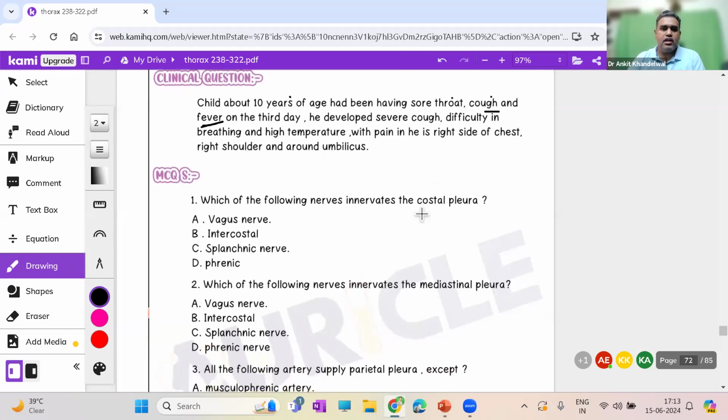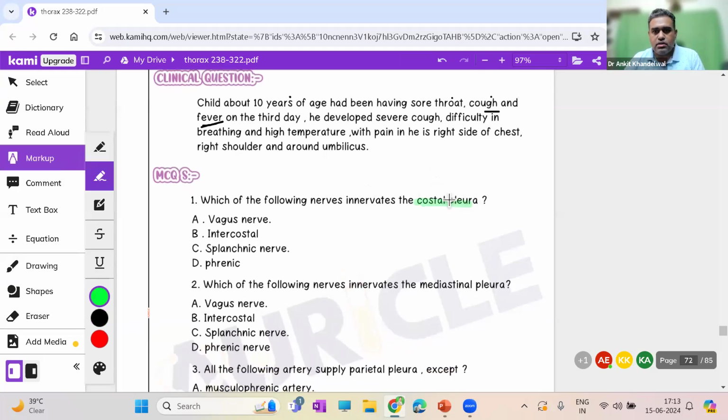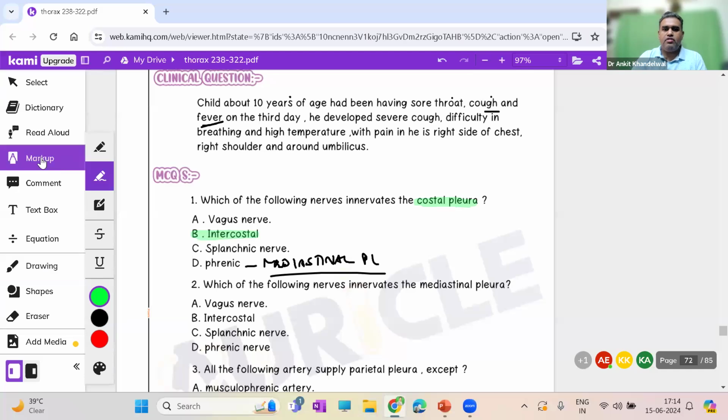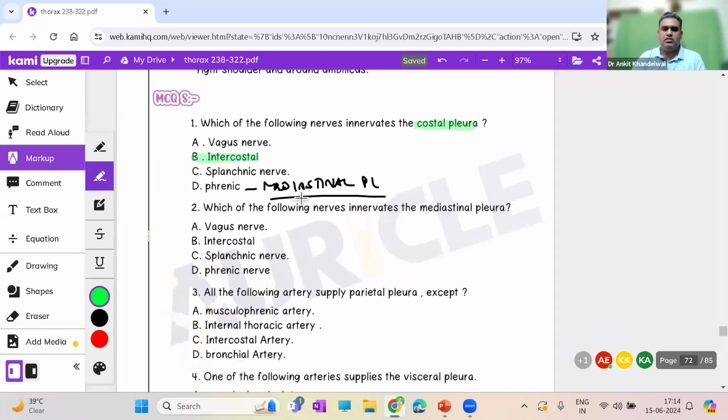MCQs, let us see. Which of the following nerves innervate the costal pleura? Costal pleura is present on the outside, so you should have intercostal nerves over there. Phrenic nerve will supply mainly the inner part of pleura, that is the mediastinal pleura. Which of the following nerves innervate the mediastinal pleura? Here we should be just discussing this, and the question popped up. Lucky we are. Phrenic nerve should supply the mediastinal part of pleura.